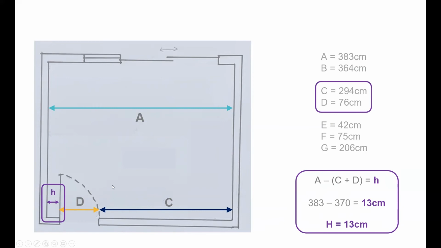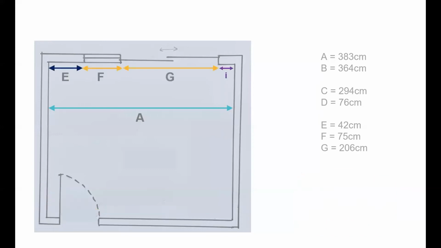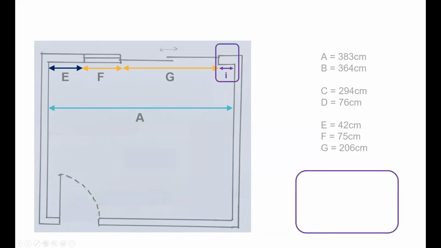So it's just showing you don't have to take every single measurement in a room. We often have measurements missing and we can use our maths to work out what they may be. So another example of that here, I didn't take this measurement here at the corner, but if I wanted to work it out, I could say A minus E, F and G, all those added together, take that off A, equals I, that little measurement there.